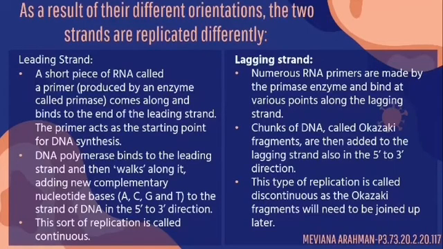On the leading strand, a short piece of RNA called a primer, produced by an enzyme called primase, comes along and binds to the end of the leading strand. The primer acts as the starting point for DNA synthesis. DNA polymerase binds to the leading strand and then walks along it, adding new complementary nucleotide bases A, C, G, and T to the strand of DNA in the 5 to 3 direction. This sort of replication is called continuous.